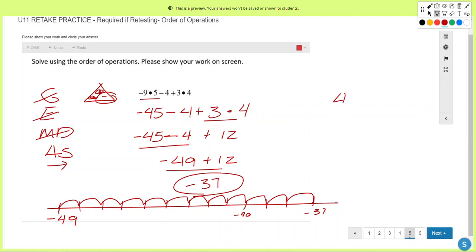You could also just do subtraction and see that they're different signs. 9 minus 2 would be 7, 4 minus 1 would be 3, and I know I have more negatives than I do positives, so it's a negative 37. Either way is okay.